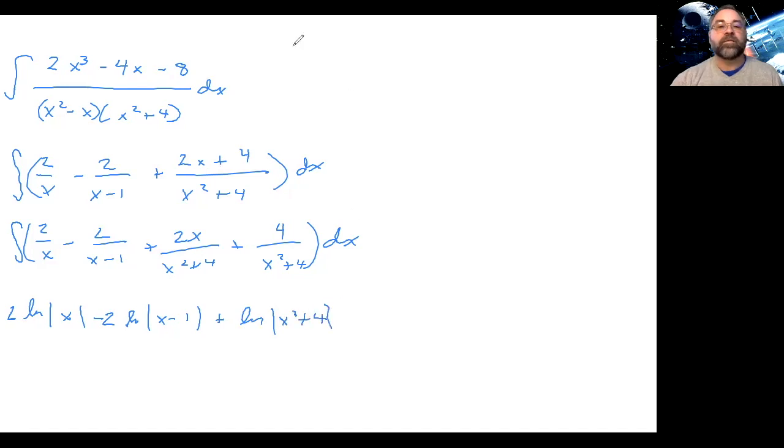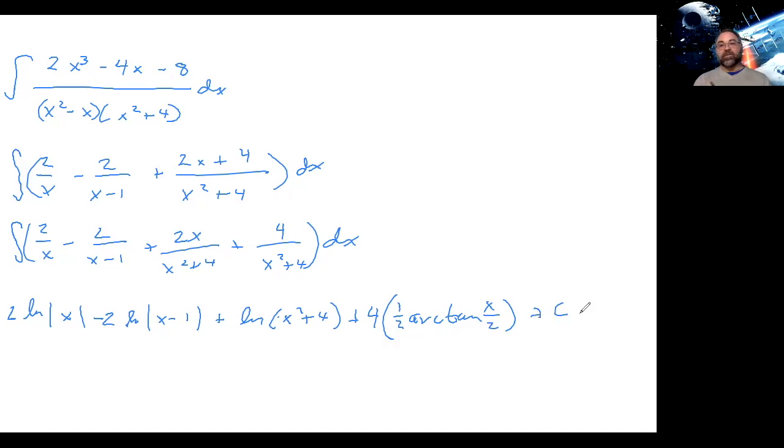I suppose that one was kind of redundant to put those absolute value signs on there. X squared plus 4 is not going to be negative. Okay, what about this last one? 4 over x squared plus 4. That's 1/2 arctan x over 2 plus c. And of course, you could clean up the coefficient there. But yeah, that's a partial fraction decomposition with a quadratic factor.